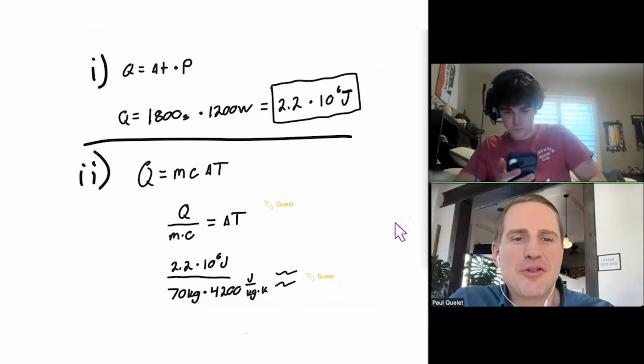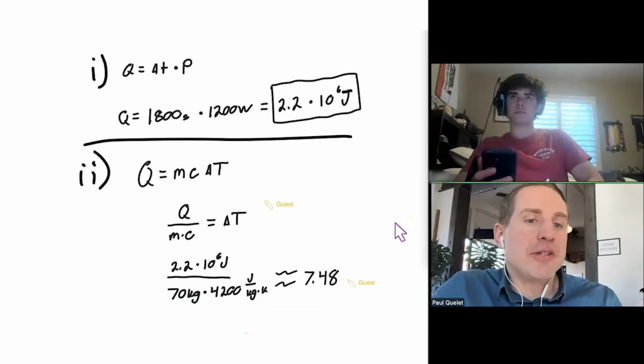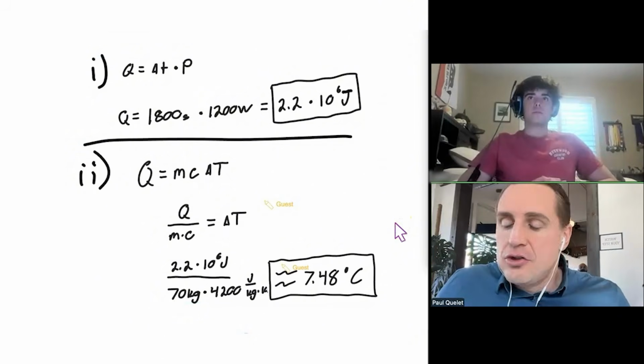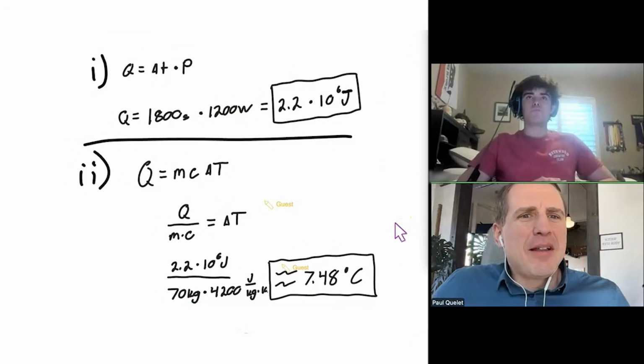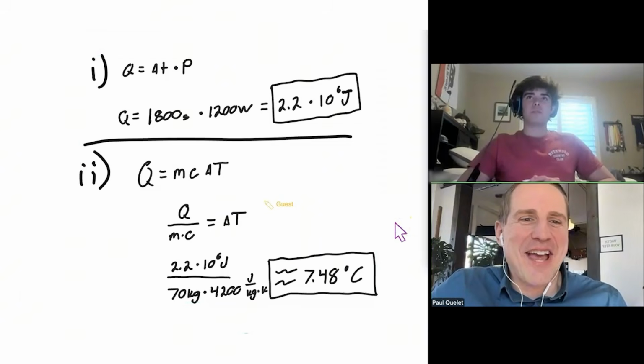Approximately 7.48. And nice job using the approximately symbol. I'm a fan of that when you're doing a calculation like this. You can do degrees Celsius or Kelvin, either way. That's about 13.5 degrees Fahrenheit. Which if you think about it, that'd be like my body temperature going from like 98.6 to like 110 degrees Fahrenheit.